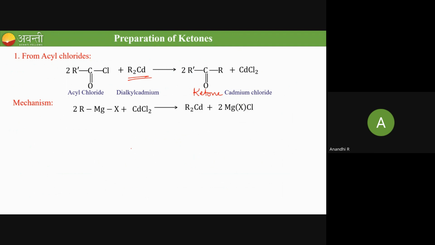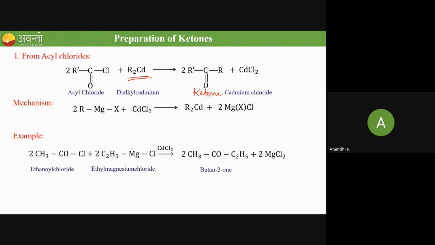So how to get this dialkyl cadmium using the Grignard reagent, which is RMgX. Okay. So from RMgX on treatment with cadmium chloride, it forms the dialkyl cadmium. Okay. And we'll see an example for this reaction. So CH3COCl on reaction with ethyl magnesium chloride in presence of CdCl2 forms butan-2-one, and the byproduct is cadmium chloride. Okay.